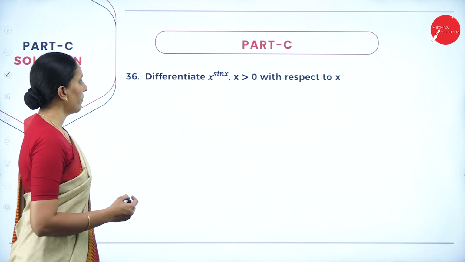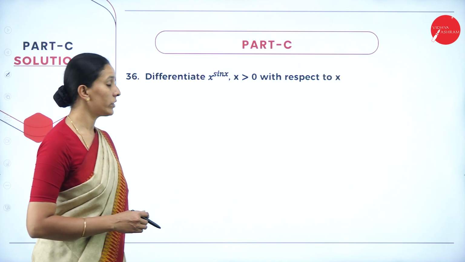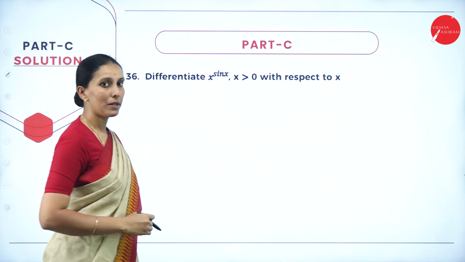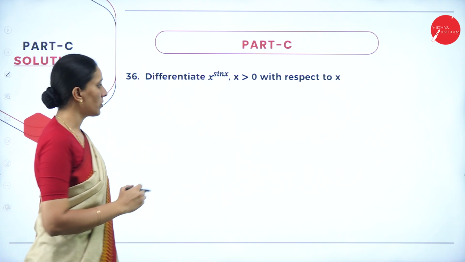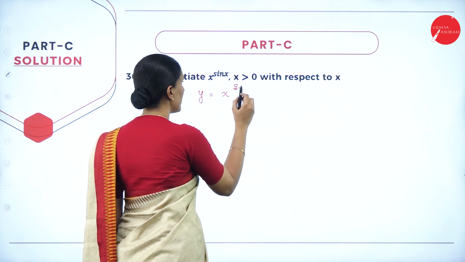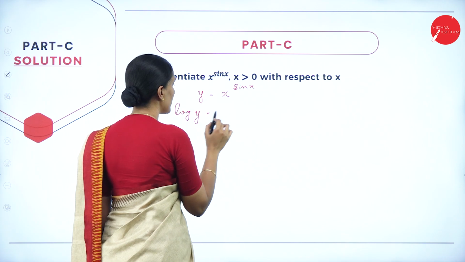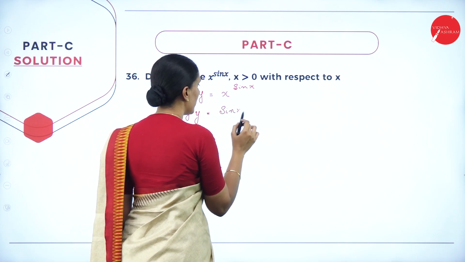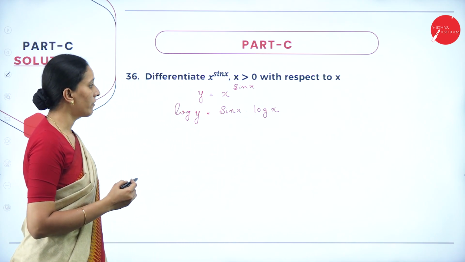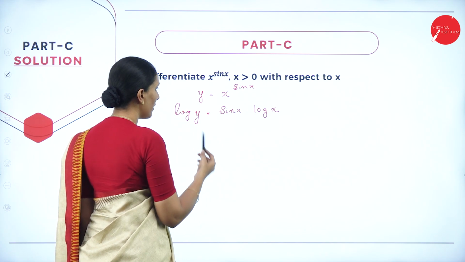Next question. Differentiate x to the power sin x, x greater than 0, with respect to x. So, here we have two variables in the index form. So, therefore, let's take y is equal to x to the power sin x. If we apply log on both sides, we will get log y is equal to sin x into log x using the property of log. So, this is from logarithmic function. So, let's apply log on both sides and we are differentiating it.